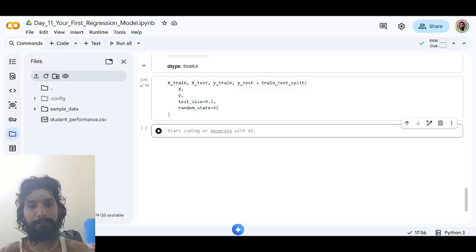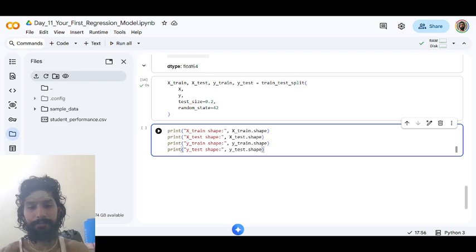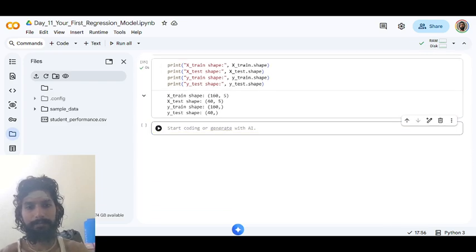Now check the sizes. The training feature rows and training target rows should match. The testing feature rows and testing target rows should also match. The model will learn from X_train and y_train. It will then generate predictions for X_test. Finally, we will compare those predictions with y_test.